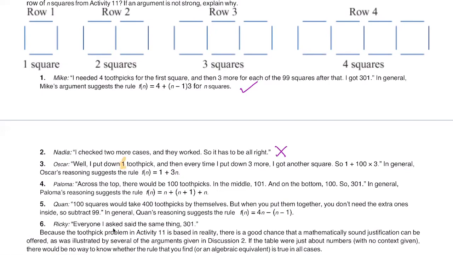So I put down 1 toothpick. Let's just say it's the leftmost one. Okay, that's consistent throughout. Then every time I put down 3 more. 1, 2, 3. 1, 2, 3. Oh, that works out kind of cool. He makes like backward C shapes each time. I like Oscar's explanation.